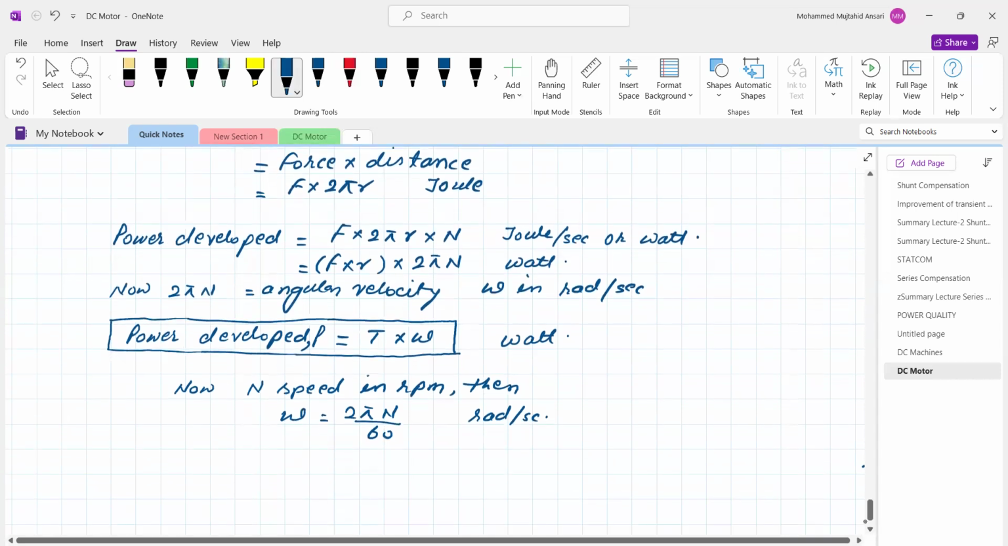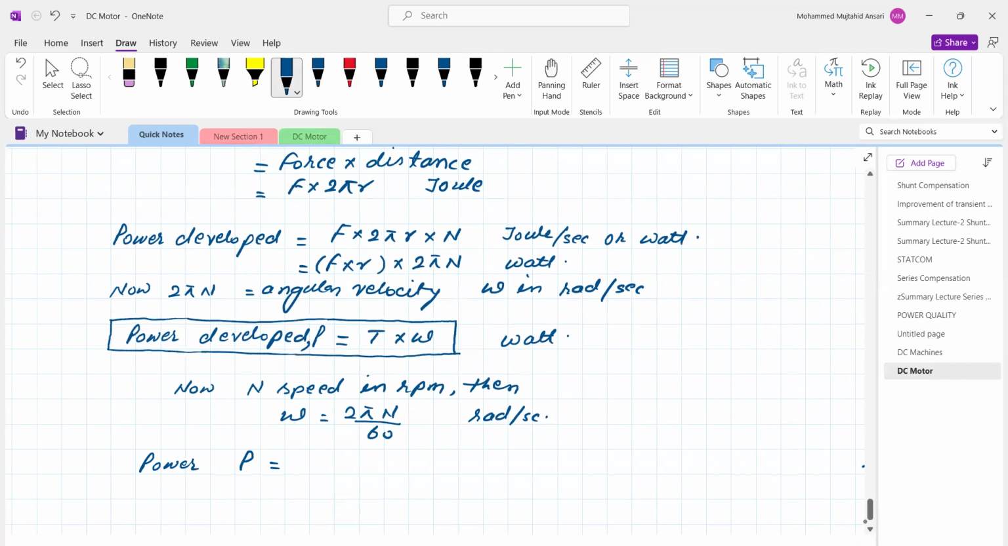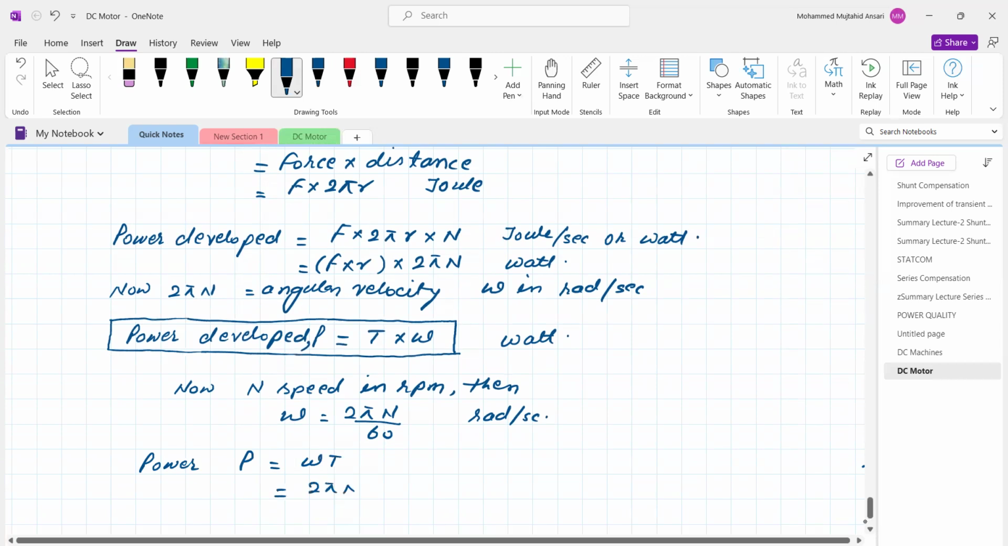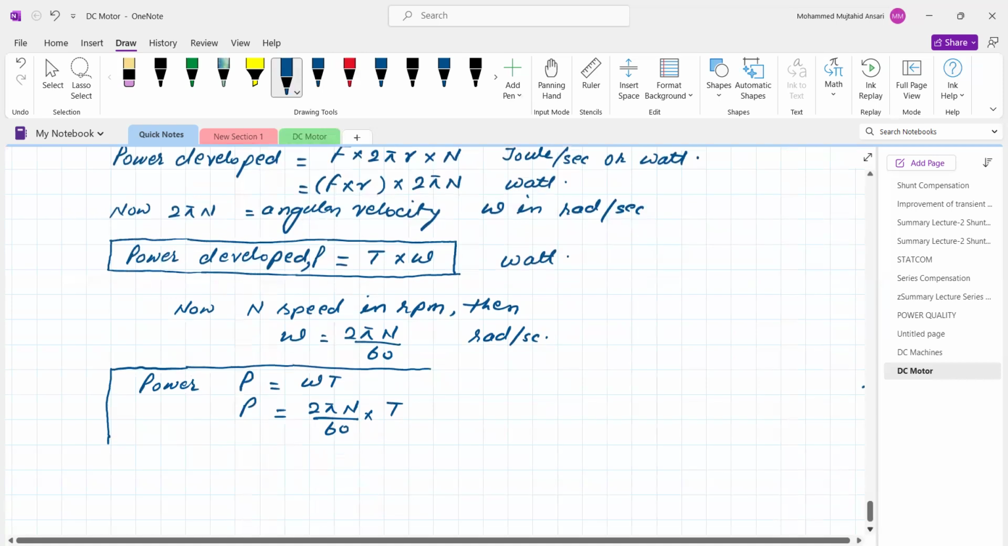So now the power P is equal to, what is the value? T into omega, or we can write as omega T, which is equal to omega is twice pi n upon 60 into T, which is equal to P. So this is one more equation or relation.